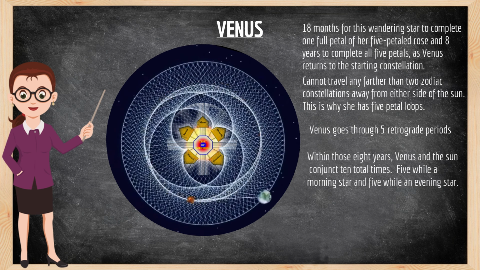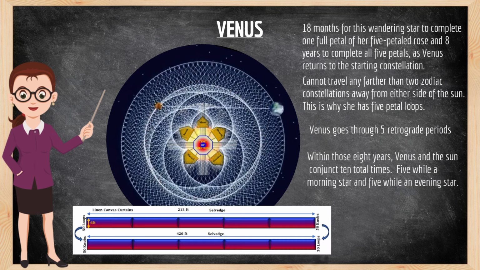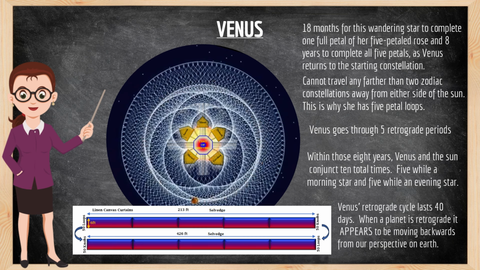Within those 8 years, Venus and the Sun conjunct 10 total times, 5 while a morning star and 5 while an evening star. As I mentioned before, this is reflected in the 10 linen curtains that are coupled together 5 and 5. Now, Venus's retrograde cycle lasts 40 days. Now, does that time period sound familiar to anyone?